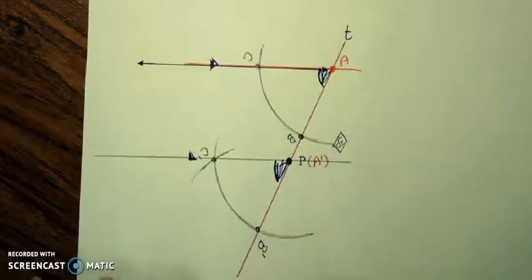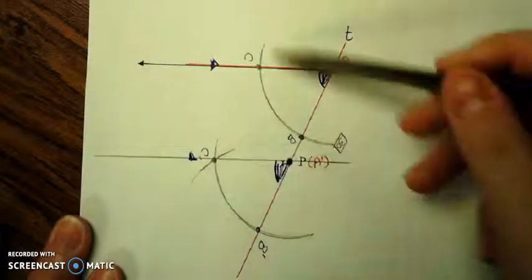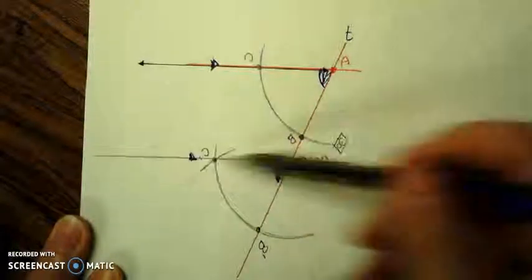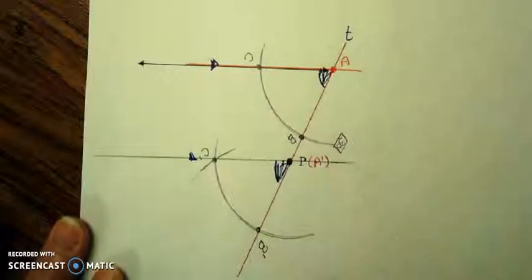What I'm looking for in your construction is I'm looking for the 2 arcs, the line here, the parallel line, and then I'll also be looking for this little construction.